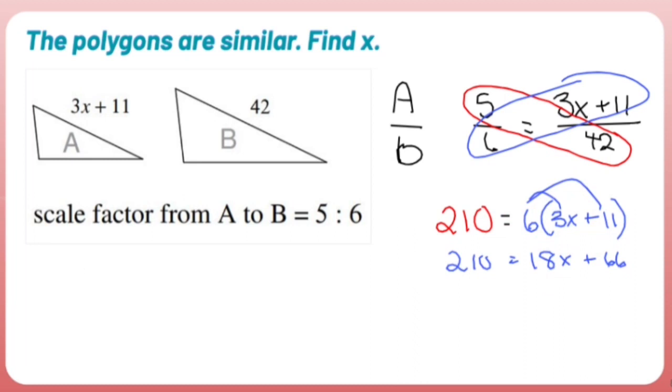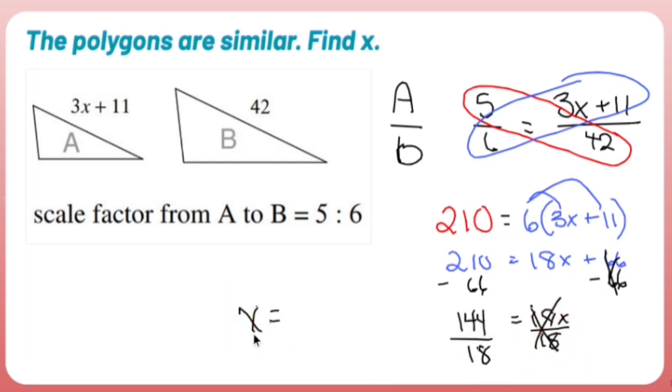Now I have a two-step equation. Subtract 66 from both sides. Cross it out. And you're looking at 144. That equals 18x. Now it's a one-stepper. Divide both sides by 18. And x is going to end up equaling 8.